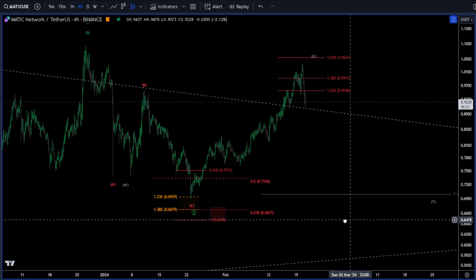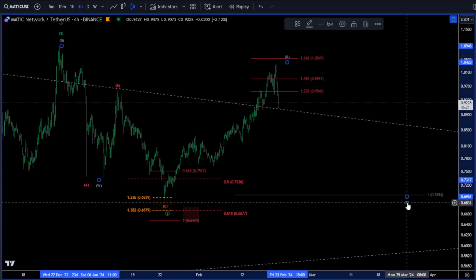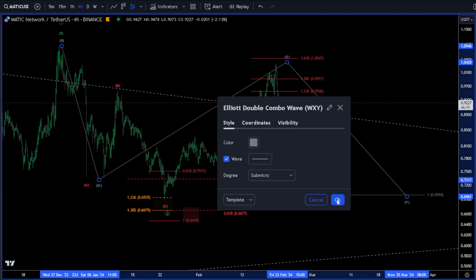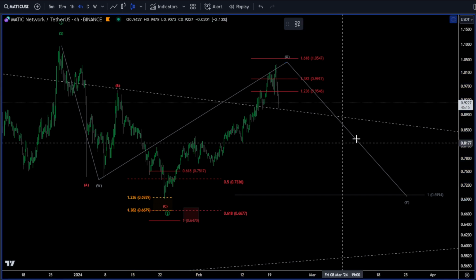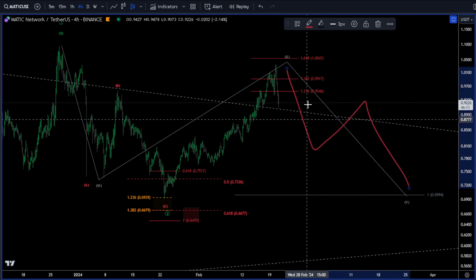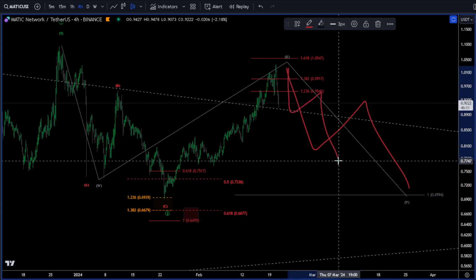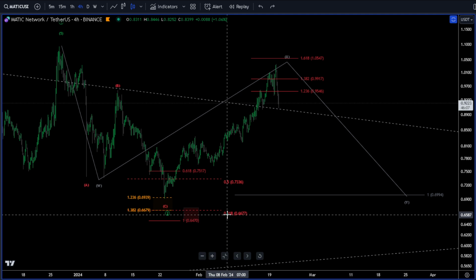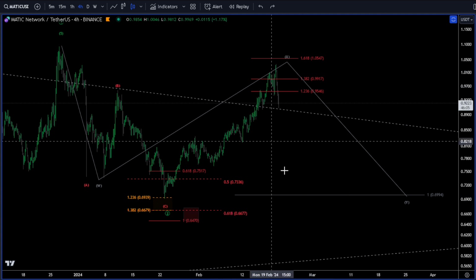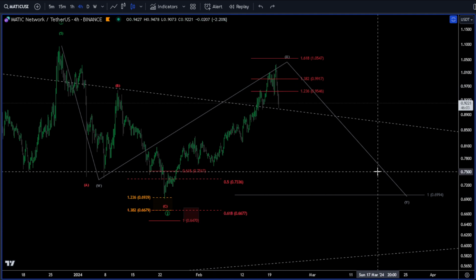Now what that would look like, the 1-to-1 extension, it would be either an ABC or a WXY. The only difference being in a Y wave, this is 3 waves. In a C wave, this is 5 waves. But the target is the same. So that's the important thing. We'll be paying attention to what happens after the fact.